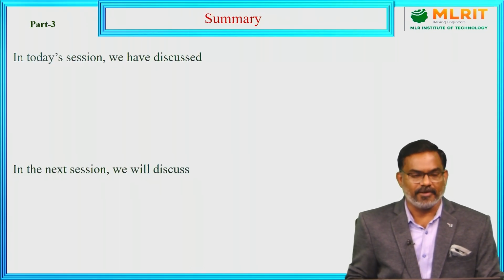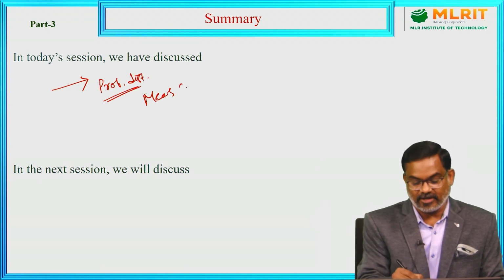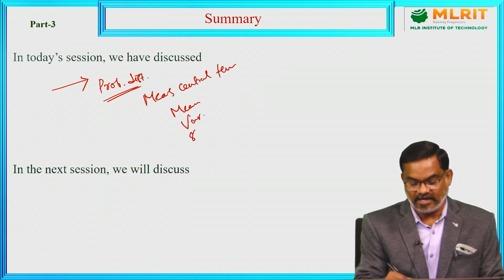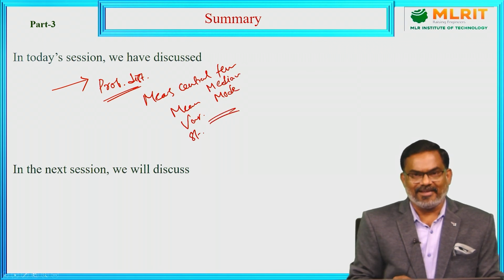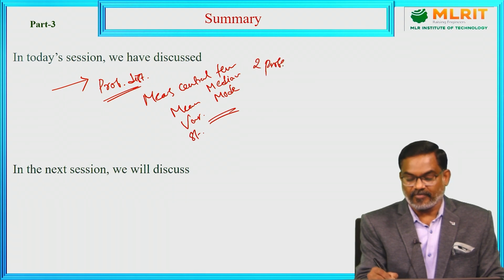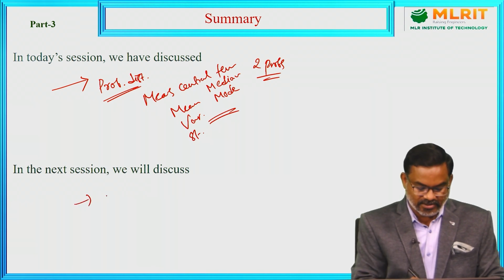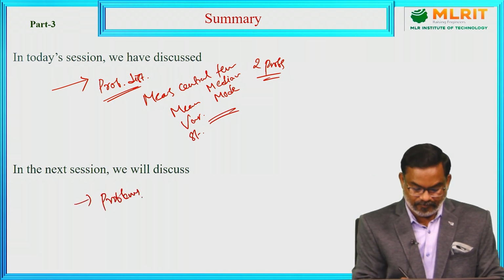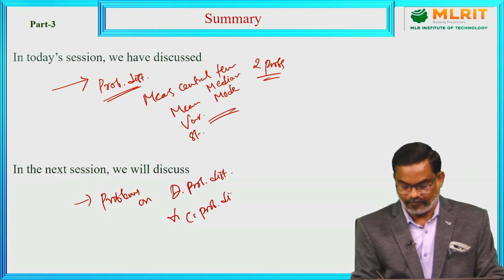Now, coming to the summary of today's presentation. In today's session, we discussed measures of central tendency, that means the mean, variance, standard deviation, mode, median, and the definitions of all these, and we have discussed 2 problems on probability distributions also. In the next session, again we will discuss problems on discrete probability distribution and continuous probability distribution.